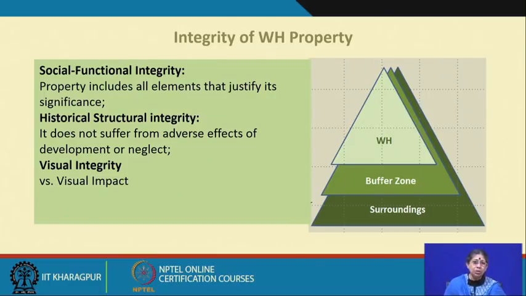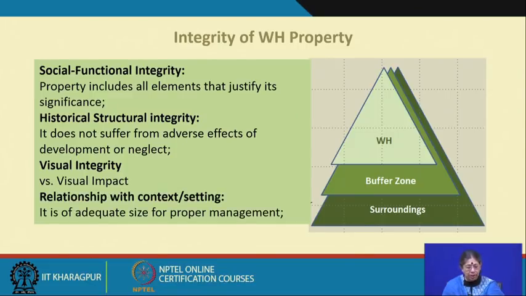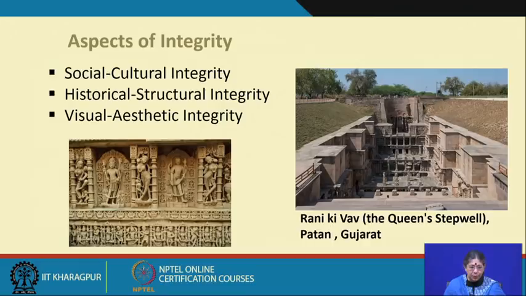So, when we talk about the integrity, we are talking about the context, and this context is not only the physical context, it is also the social functional context, the historical structural integrity or the visual integrity. These three are the major important aspects when we are talking about the integrity of a World Heritage property or any other property. And as I say, the relationship with the context and the setting is very important, and it has to be managed properly.